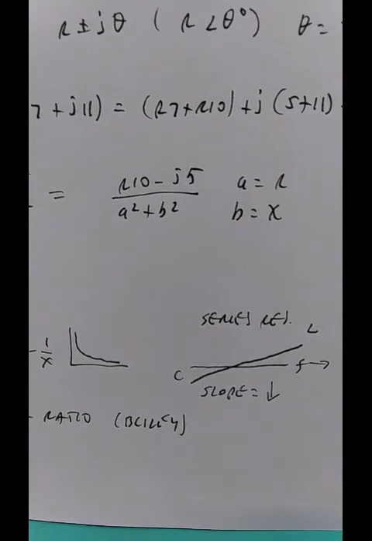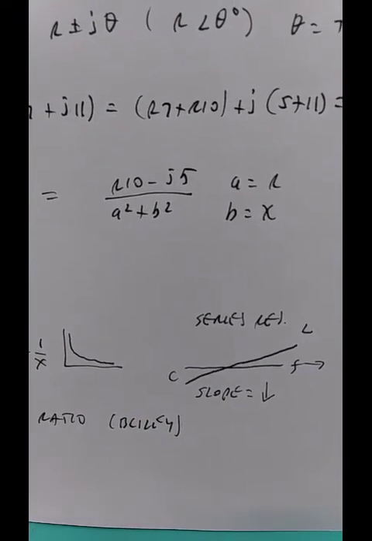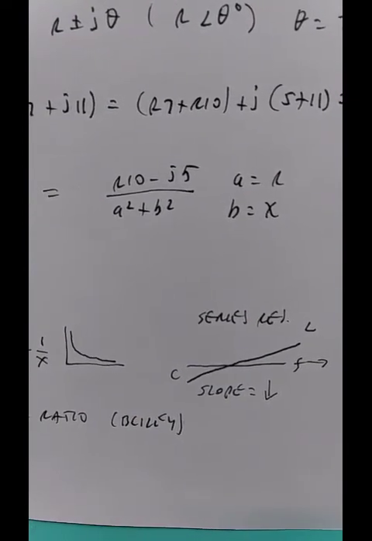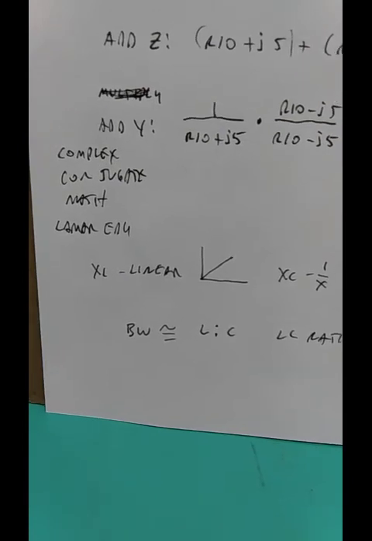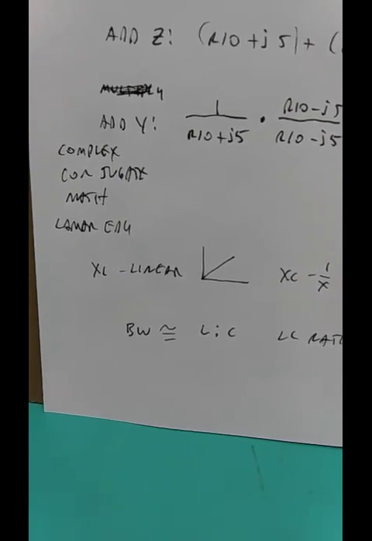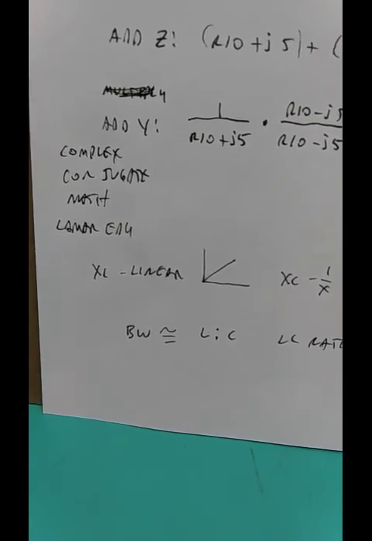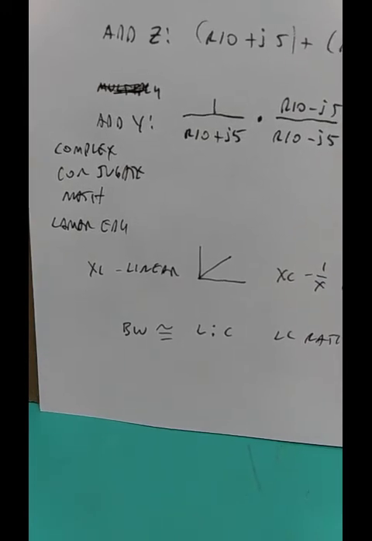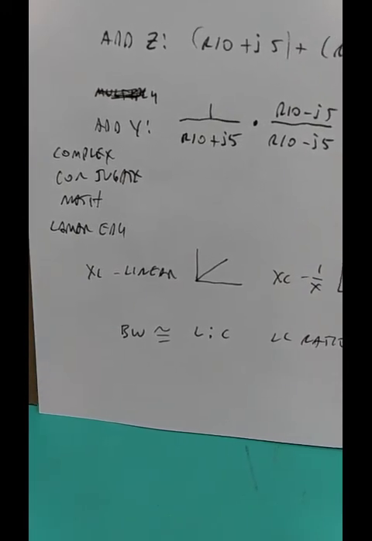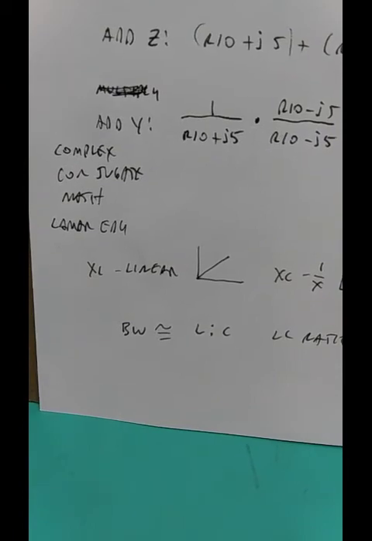But don't make the mistake I did. You can't add R10 and j5. No way. The best source for understanding complex math is a paper online from lamar.edu. Extraordinary paper explaining complex math. Very, very good.